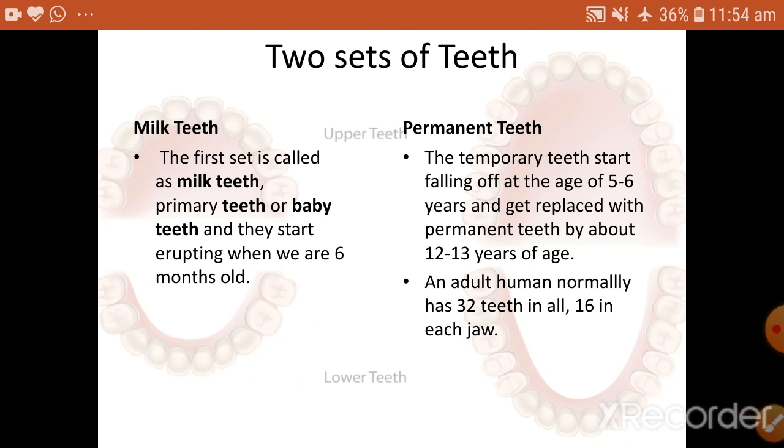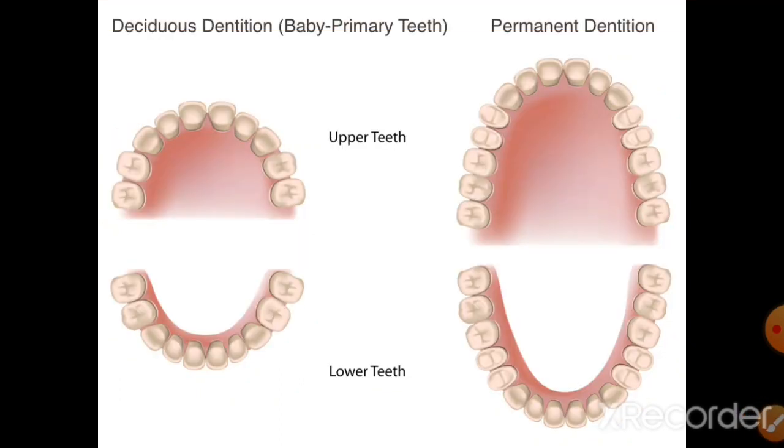Okay, you can see the picture here properly. This is the milk teeth and permanent teeth. So milk teeth you have lesser in number, and permanent teeth are total 32.